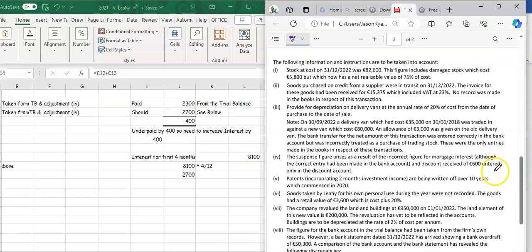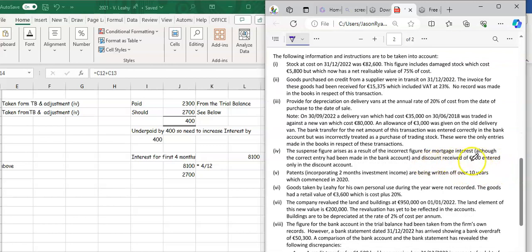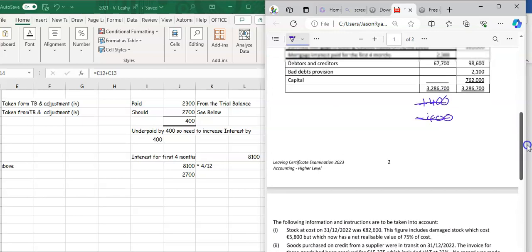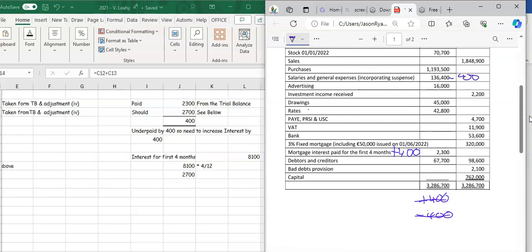The next part of that adjustment was talking about this discount received of 600 entered only in the discount account. So because it's received, I need to reduce my creditors. Remember, discount received and creditors go together. Discount allowed and debtors go together. So I'm going to go minus 600 here. So my credit side is now down 600. So my suspense is part of my debtors. So I need to take away 600 from my suspense account. So now the debit side and the credit side are the same.